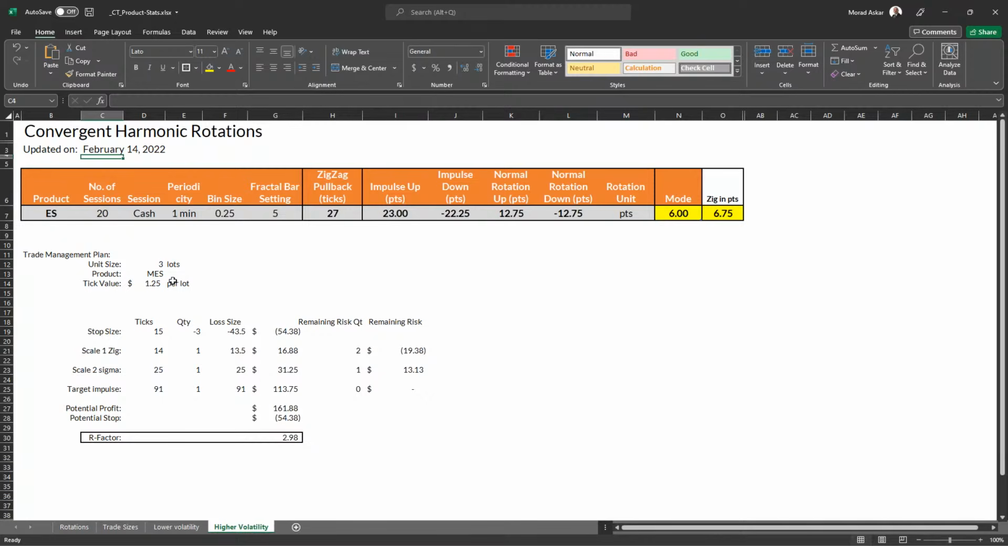If this number's too high, you just go down to 2 lots to reduce that number. And so as the rotations increase, you want to reduce the number of contracts to make your risk per trade as a factor of your account size the same. Are there any questions on this? Very important stuff.